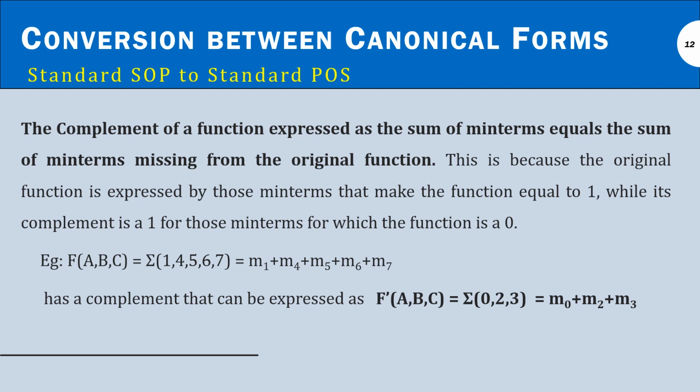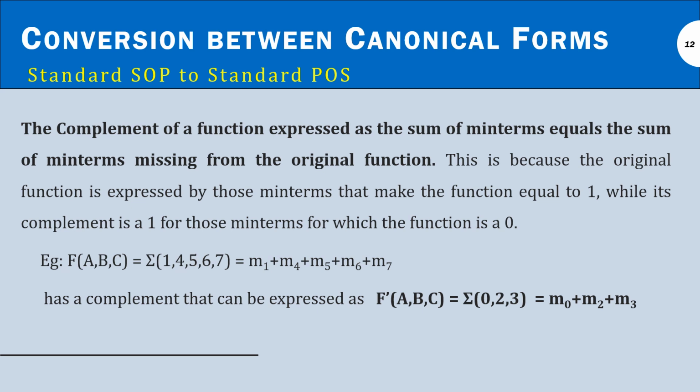Let's look into that. The complement of a function expressed as the sum of min terms equals the sum of min terms missing from the original function. So if f is equal to a sum of min terms, then its complement is the sum of min terms which are missing from the original function. That is, if f of ABC is equal to sigma 1, 4, 5, 6, 7, then its f complement will be 0, 2, 3, because 0, 2, 3 are missing in f.